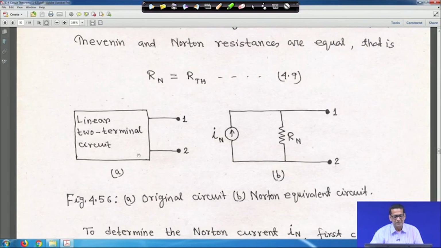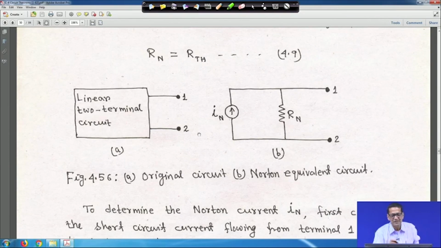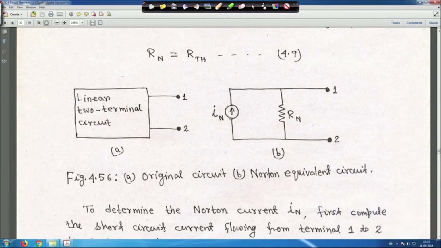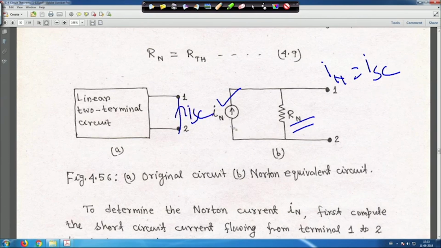The idea is that for Thevenin's theorem we got the open circuit voltage. In this case we will get the short circuit current. This is a linear two terminal circuit. I Norton is equal to I short circuit, and Norton resistance is the same as Thevenin resistance. If you short circuit the terminals and this is your short circuit current, then I Norton will be equal to ISC.